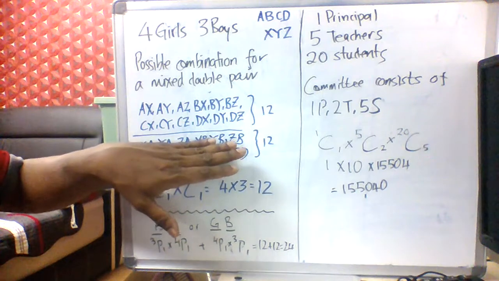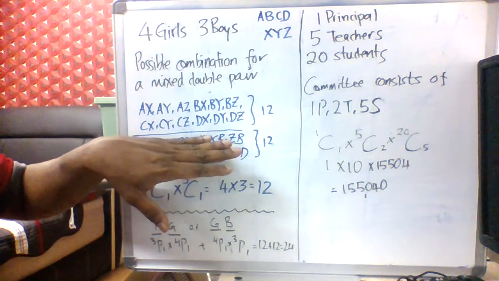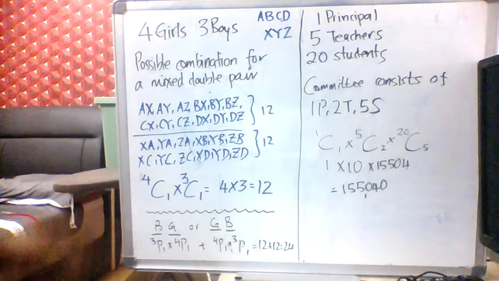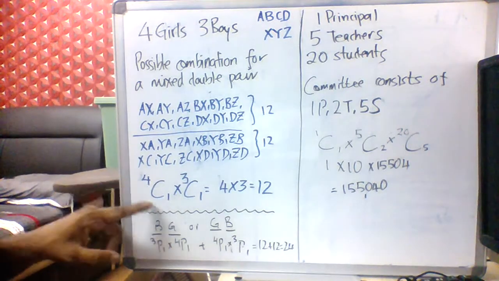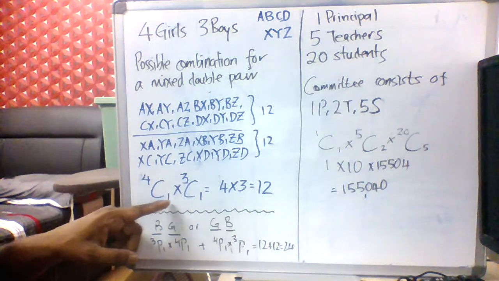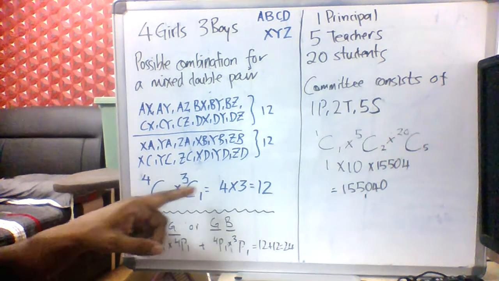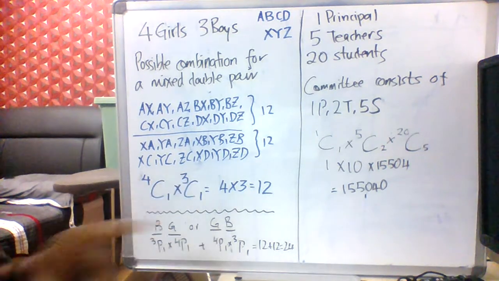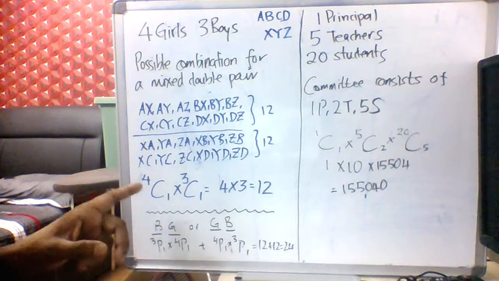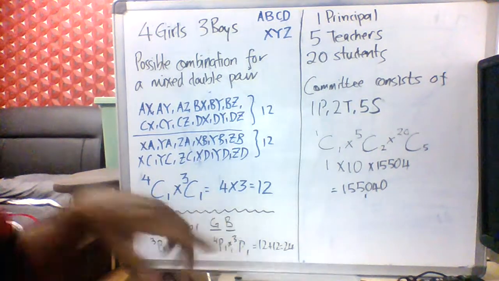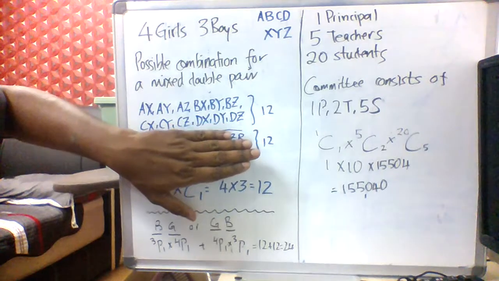So that's why we are not going to use P, we are going to use C. C means you just simply choose. From 4 girls, you choose one, and means multiply. From the 3 boys, you choose one. Use your calculator. 4C1 times 3C1 is actually 4 times 3, you will get 12. This is the answer.